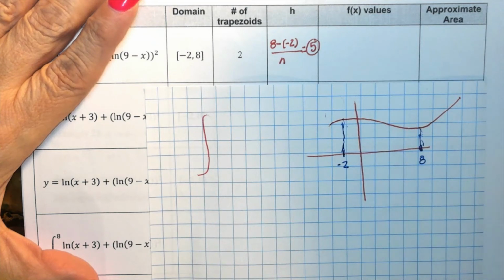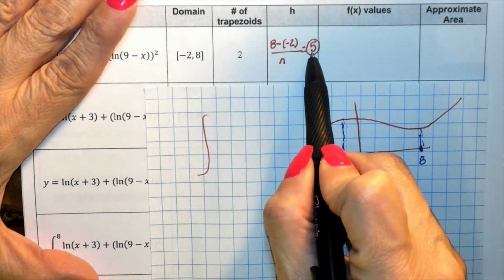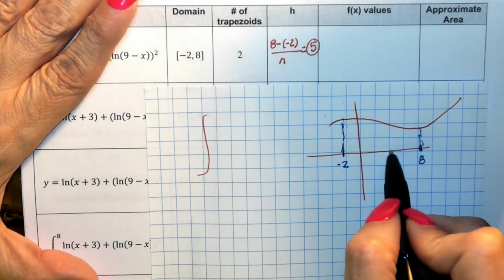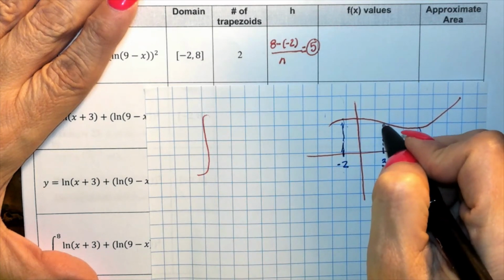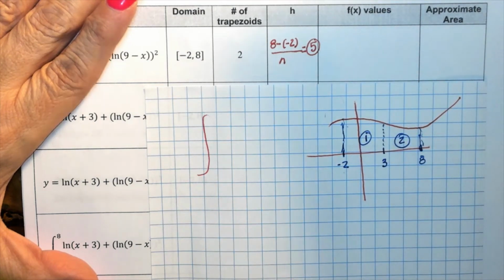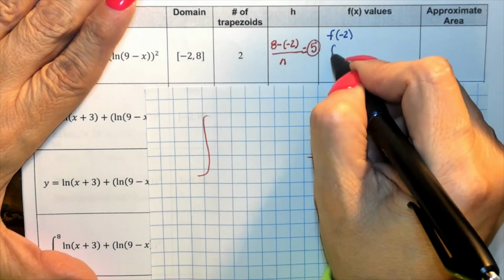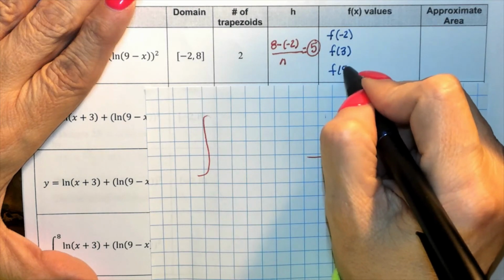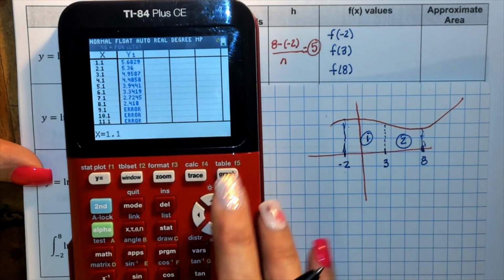Okay, the number of trapezoids. We just want 2. So that means 5 is where we're going, 5 units from here. So we can either go back 5, 1, 2, 3, 4, 5, and we would be at 3 right here. So these are my trapezoid 1, trapezoid 2. So my f of x values, I would need to find f of -2, f of 3, and f of 8. Now, you've already got that in here, second table.